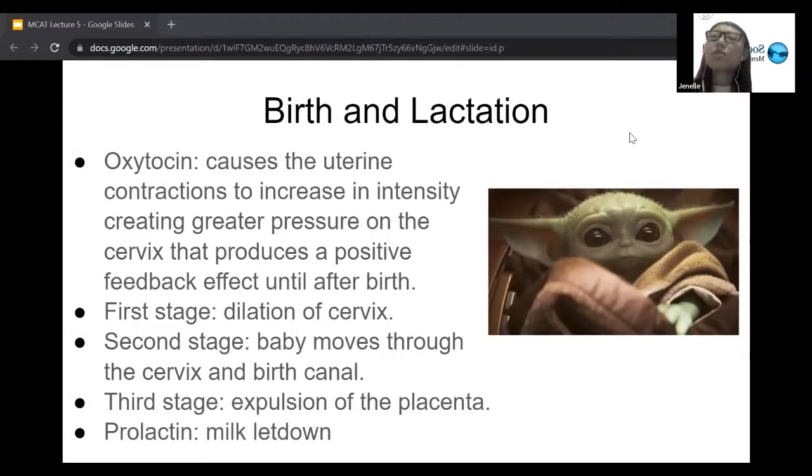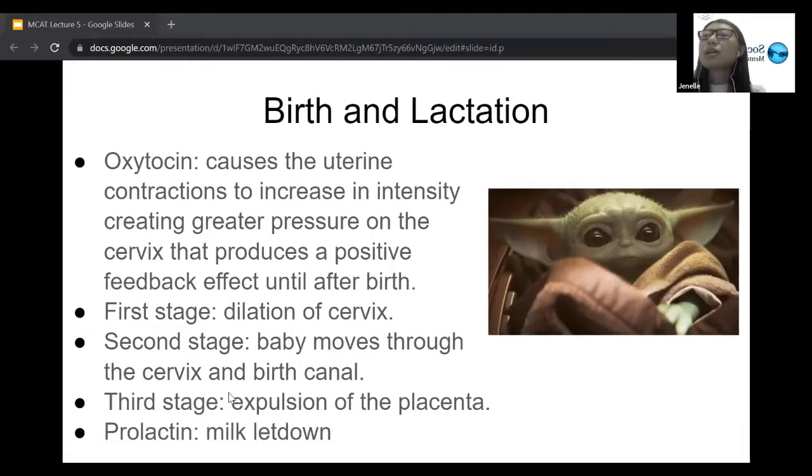For the different stages of birth, oxytocin is definitely something you should know. The first stage is dilation of the cervix, the second stage is when the baby moves through the cervix and birth canal, and the third stage is the expulsion of the placenta. These stages are not as high yield, just something to know with this information that we already have. Then another important hormone to know about is prolactin, which is for milk letdown.